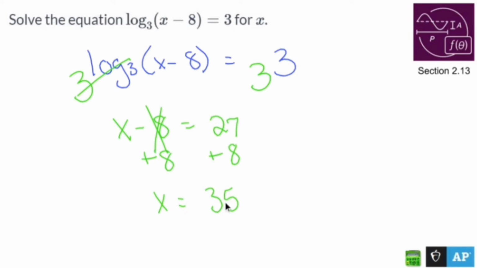Now, before you just circle it and call it a day, always make sure, if you're solving a log, that you're allowed to plug that number in. In other words, if I were to go up here and plug this number in and get log of a 0 or log of a negative, you can't do it. But I'm allowed to do this because log of 35 minus 8 is log of a positive number. This is allowed. That is our guy. Did I need you, Mr. Calculator? No, get out of here.